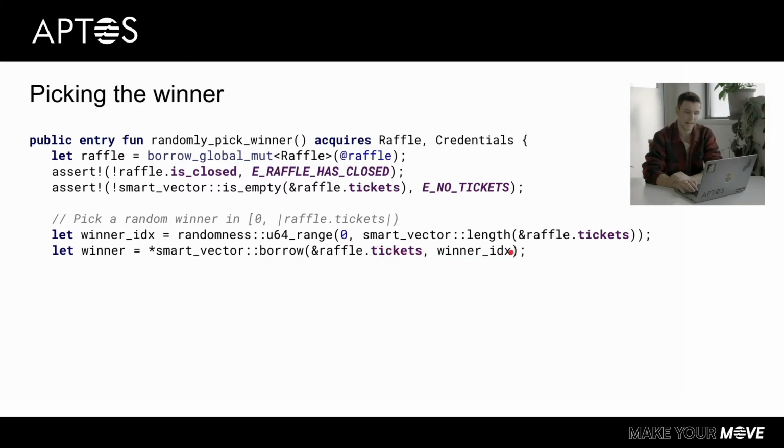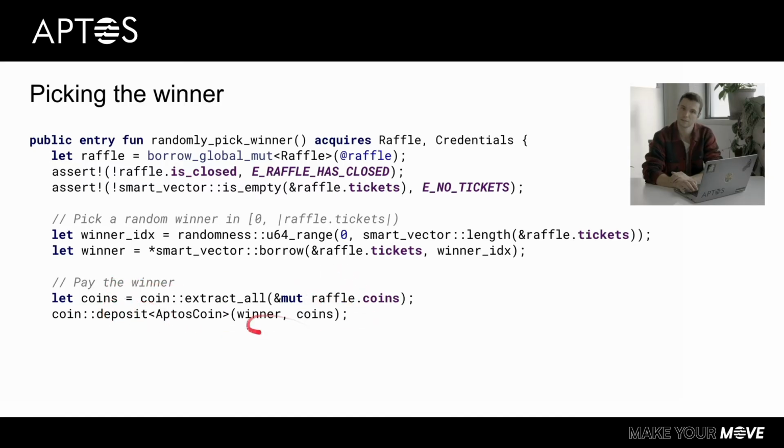And now we're ready to access this random winner in the Raffle ticket vector and get its address, and then we can pay the winner. So we can extract the Raffle coins and deposit them in the winner's account. And then we can close the raffle, and we're done. So as you can see, it's very simple. You just call a U64 range function, you get a random winner, you extract the coins, you pay the winner.